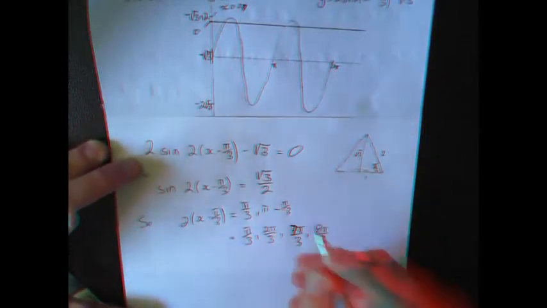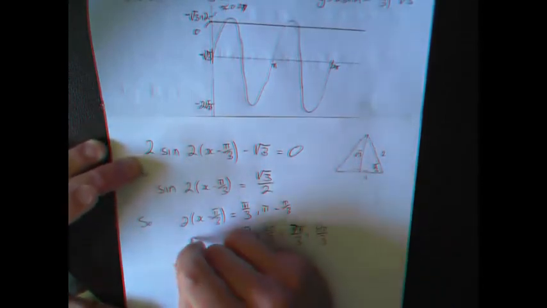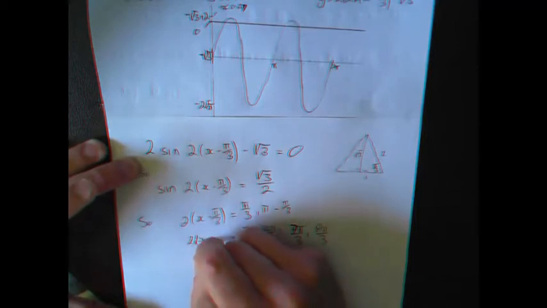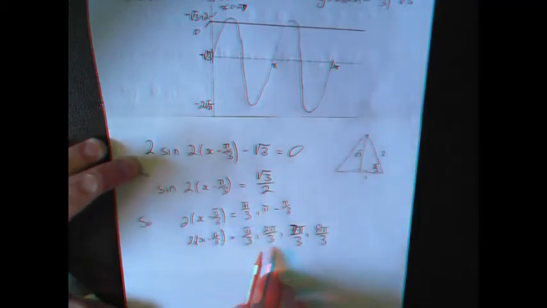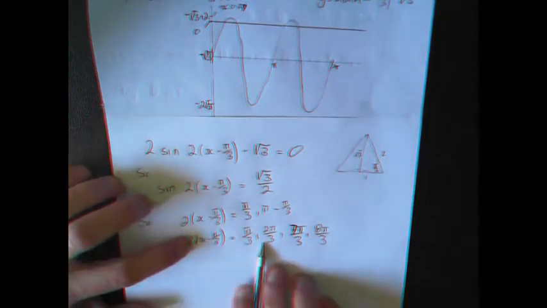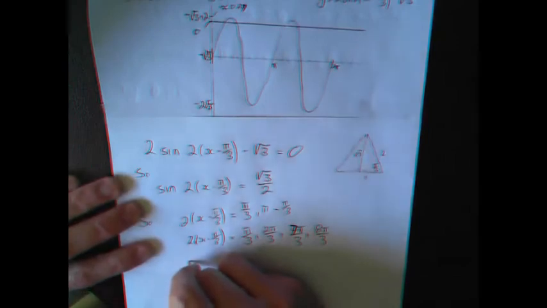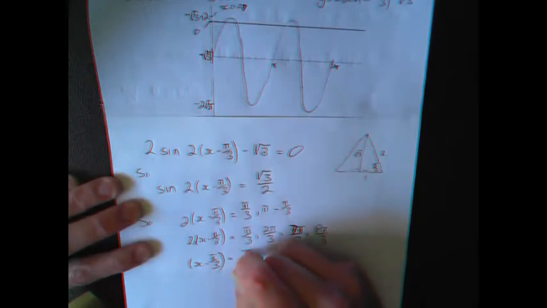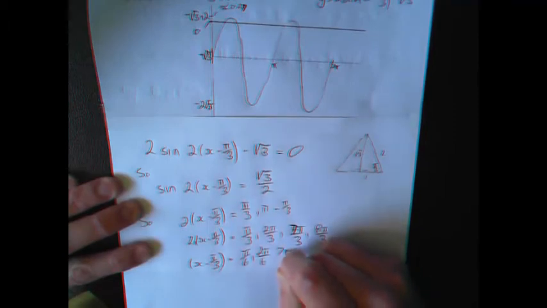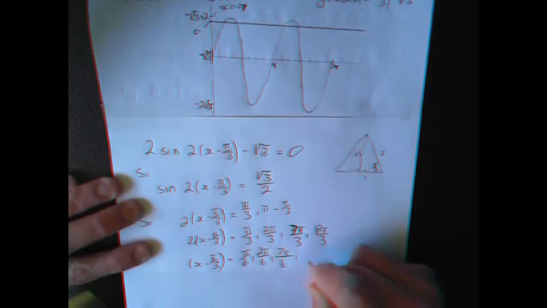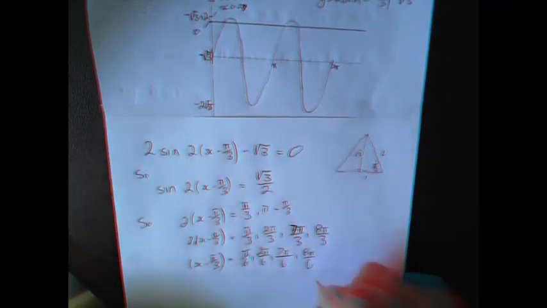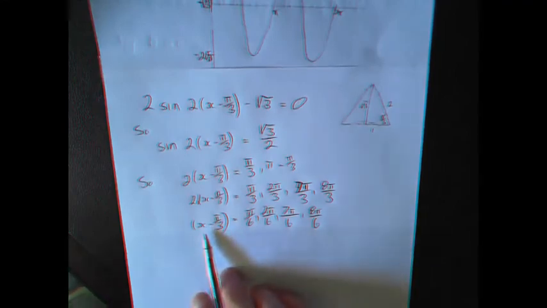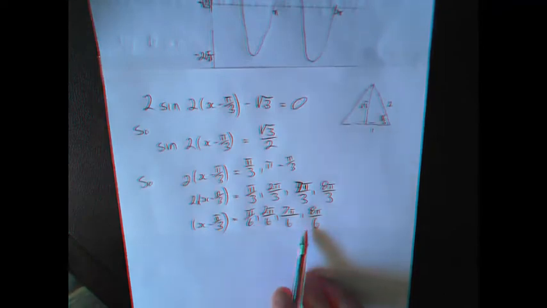That are the x-intercepts, but actually we haven't solved for the x-intercepts yet. What we've got here is 2 bracket x minus pi on 3 equals these 4 solutions. So this 2 here has to come down to here, so we have x minus pi on 3 equals pi on 6, 2 pi on 6, 7 pi on 6, and 8 pi on 6. So then what we have to do is add pi on 3 to all of these.